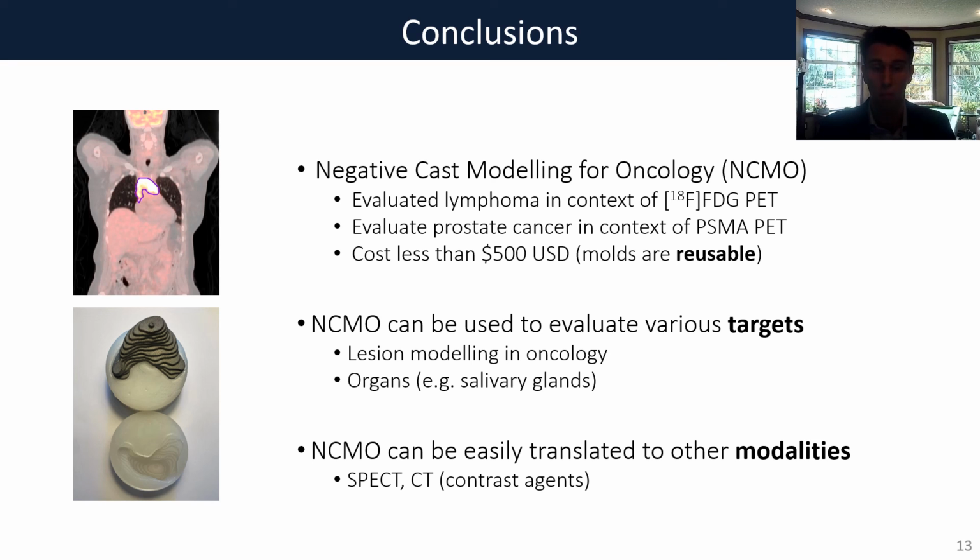And overall, NCMO can be used to evaluate a variety of different targets, such as lesions in oncology, or organs, such as salivary glands. And it can also be translated to other imaging modalities, such as using a gamma emitter for SPECT or contrast agents for CT.